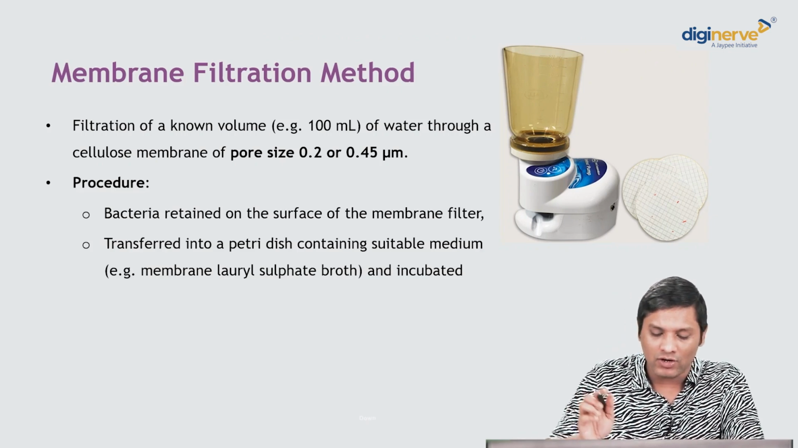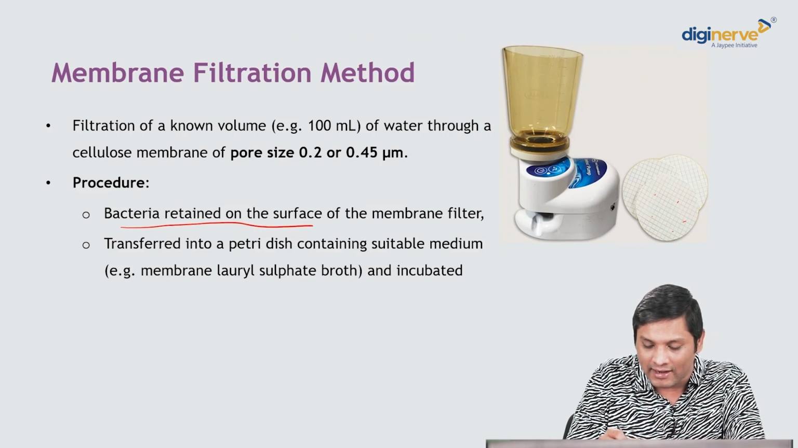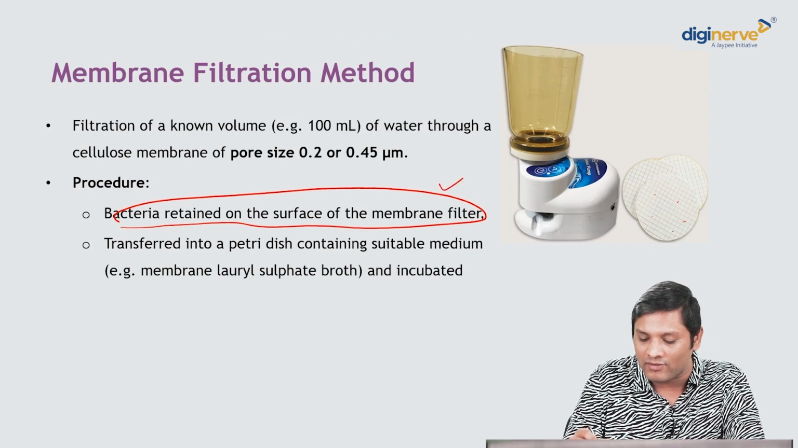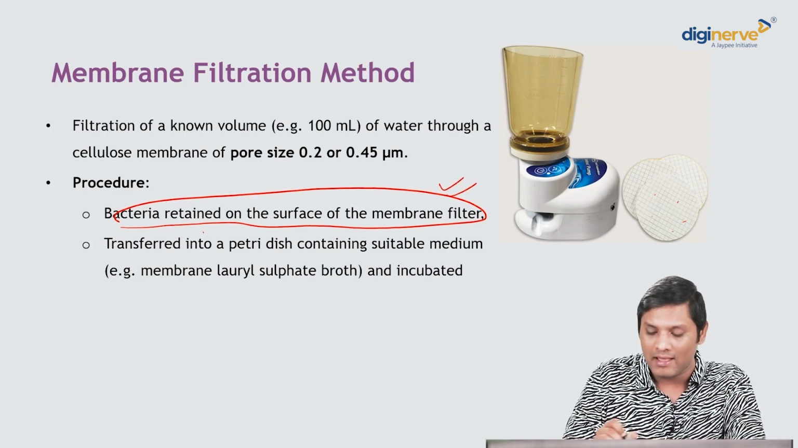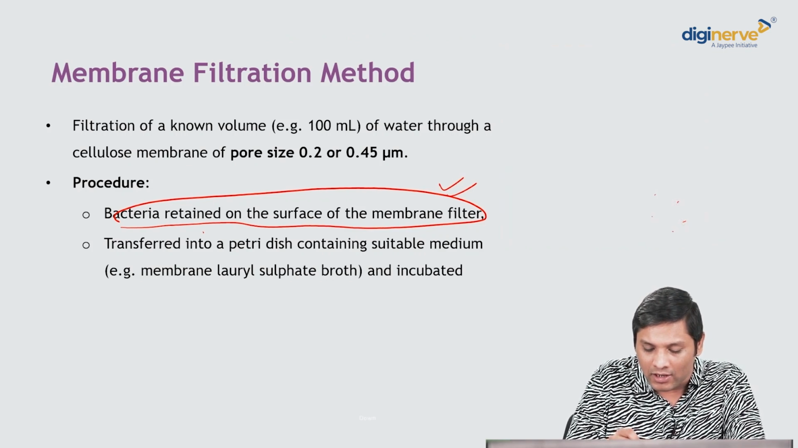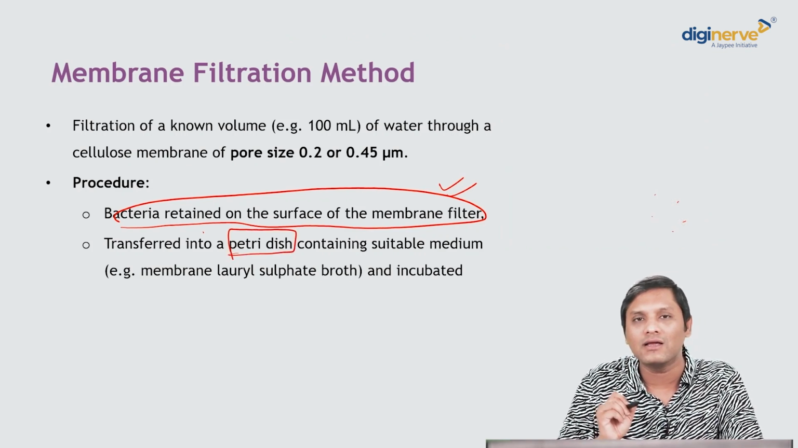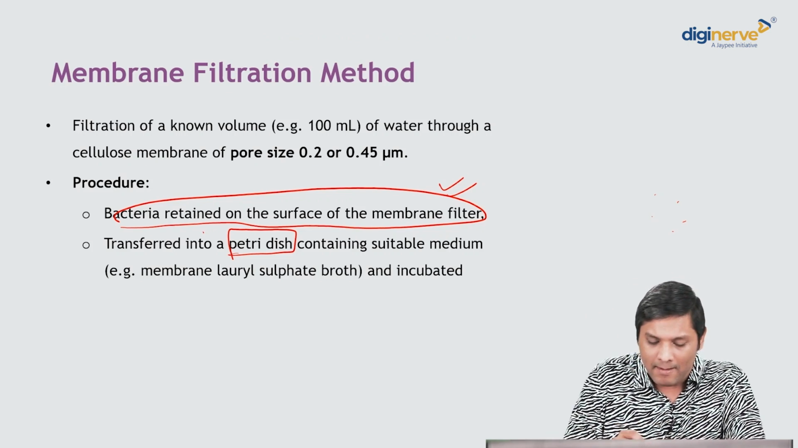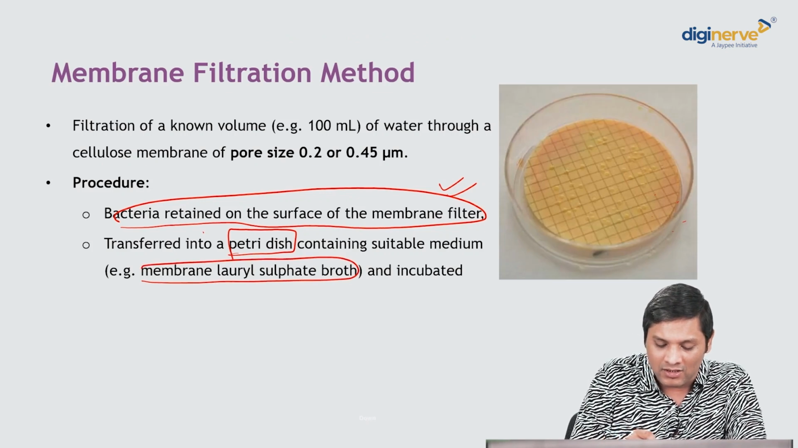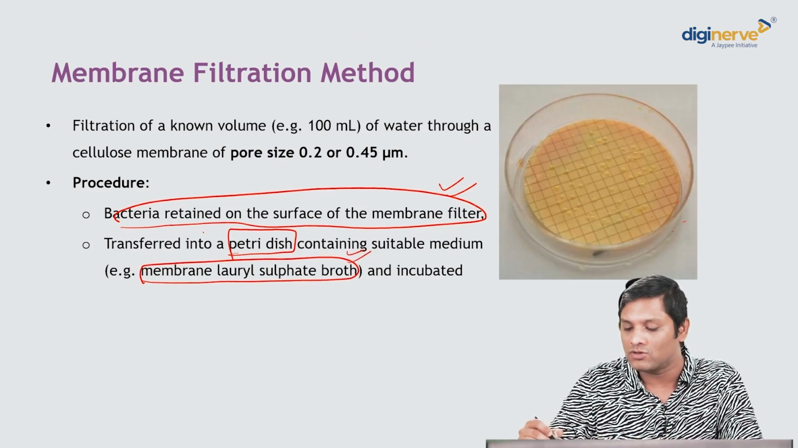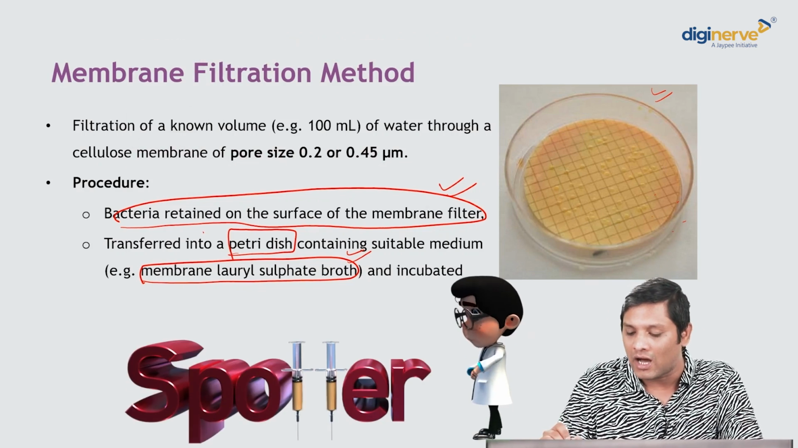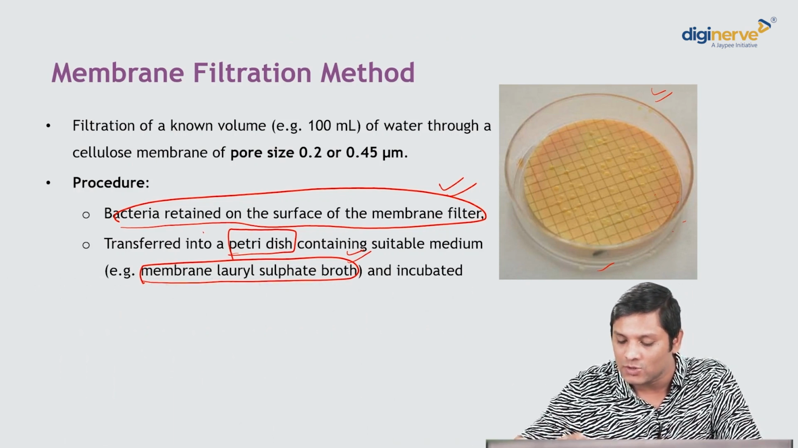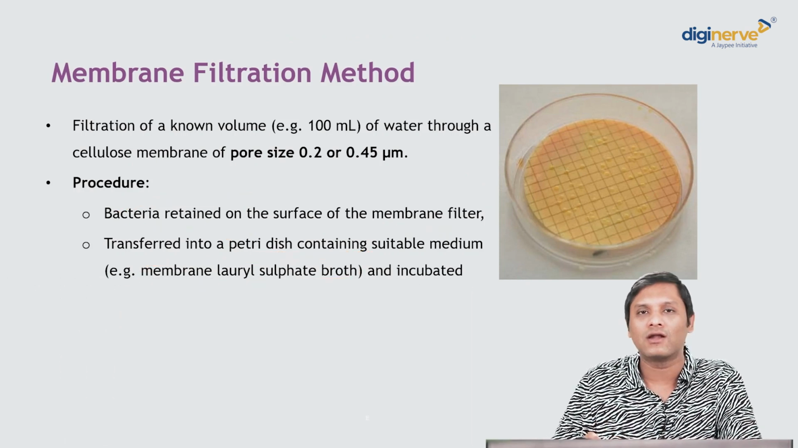After that, the membrane filter containing the bacteria retained on its surface can be transferred into a petri dish containing a suitable medium. The most appropriate medium used for membrane filtration is membrane lauryl sulfate broth. So you can see that this is a petri dish containing membrane lauryl sulfate broth, over which you have to place the filter membrane.